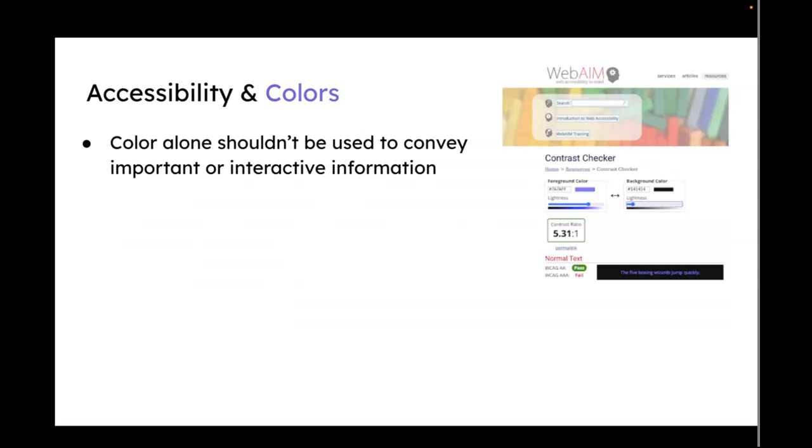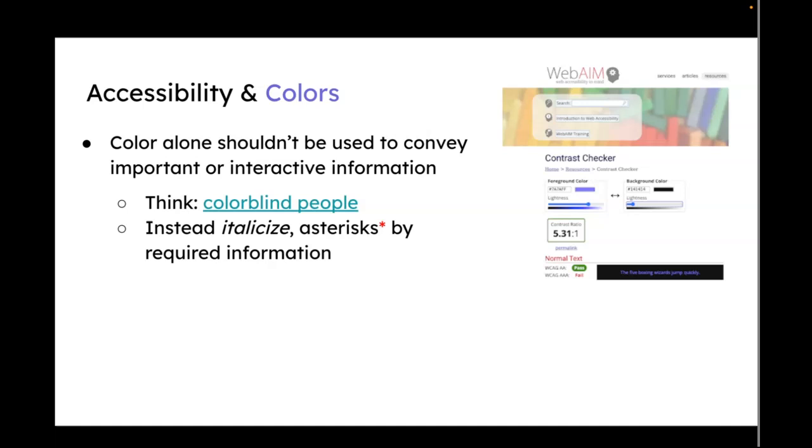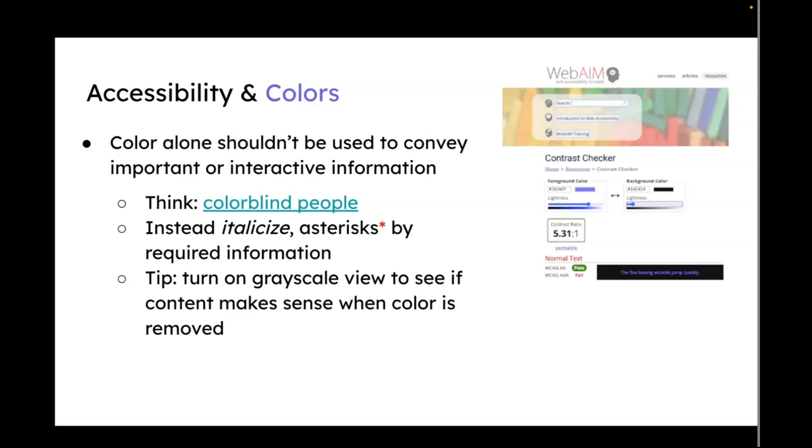As a reminder, remember all the way back when we talked about signaling principles, color alone shouldn't be used to convey the importance of any materials that you have. And again, in that, we're thinking about colorblind people. You want to use things such as italics or asterisks by required information. And a good rule of thumb is always, if you have the ability, turn on grayscale so that you can see what your design looks like in black and white only. And again, that will help draw your eye to the importance of it if your use of color goes away.